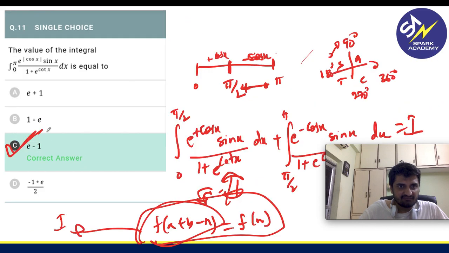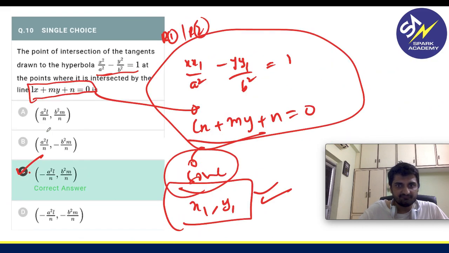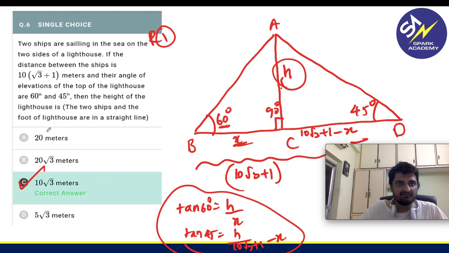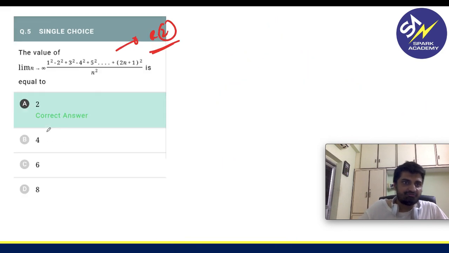14 we have done, 13 we have done, 12 we have done, 11 we have done, this we have done, 9 also we have done, 1 on 2 we have done, 6 we have done. Now fifth question. Now limit n tends to infinity, they are saying. Question number 5 we are doing, right? Limit n tends to infinity, they are saying.